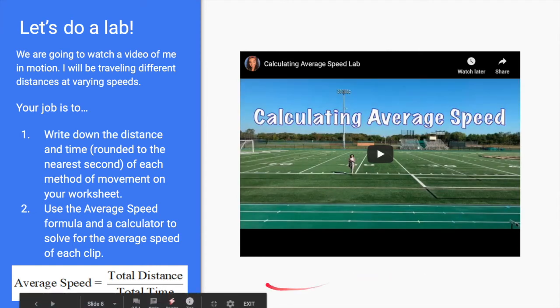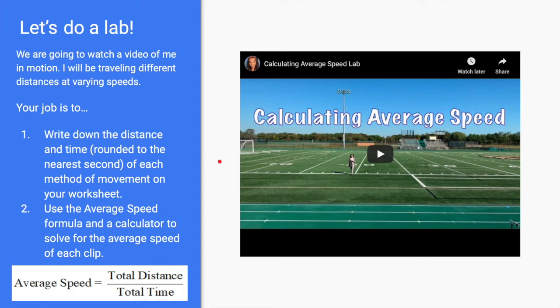So to explain what we're going to do, you're going to watch this video on your own and complete the lab on your own too, but I'll just go ahead and explain it for you all. Now, we are going to watch a video of me in motion. This is actually me, so I hope you find it funny because boy, was it my workout for the day. In this video, I will be traveling different distances at varying speeds. So your job is going to be to write down the distance, which is included in the video before each different way of traveling, and write down the time. You might have to pause the video between each way of moving and really look for that time where it stops and round up to the nearest second.